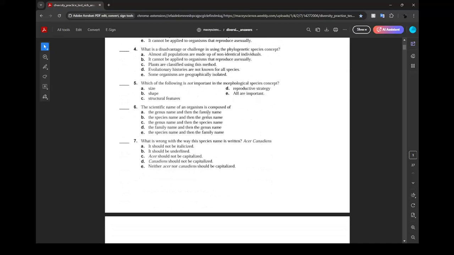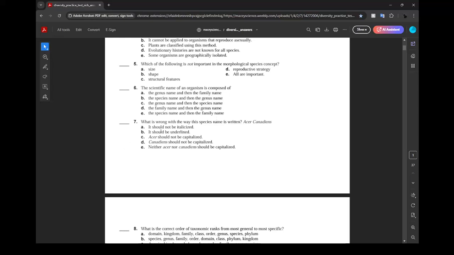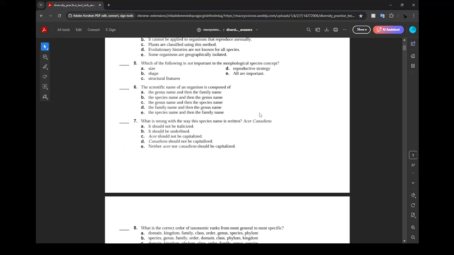Scientific name of an organism, genus and species. This is the naming. We should always know binomial nomenclature. This was the part I hate the most, but you gotta know this. It's always a genus and a species. So right here we have C. What is wrong with the names? Oh, the second one shouldn't be capitalized. Binomial nomenclature again. So right here, D. So this one's C and that one's D.